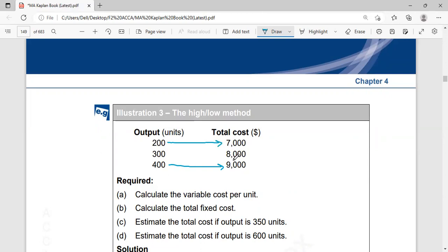Now, moving on to step two, we have to calculate variable cost per unit. So let's calculate it. Variable cost per unit will be cost at high level of activity, that is 9,000, minus cost at low level of activity, that is 7,000, divided by high level of activity, that is 400, less the lowest activity level, that is 200. So what will be the answer? It will be 10 per unit, right? 2,000 divided by 200. So variable cost per unit is 10. So we are done with step 2.